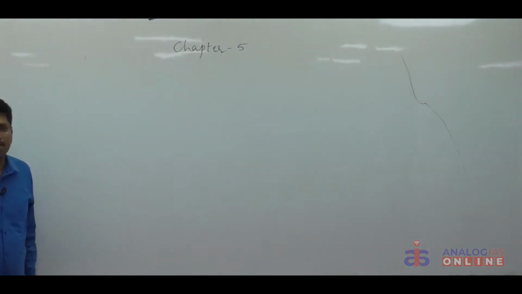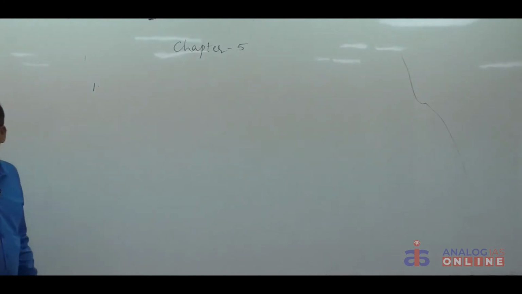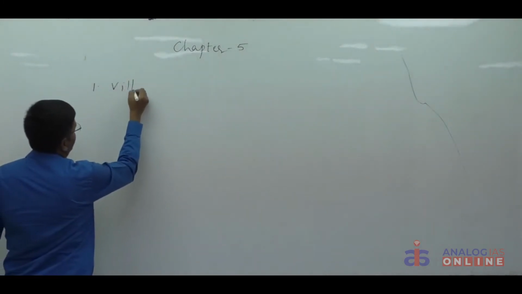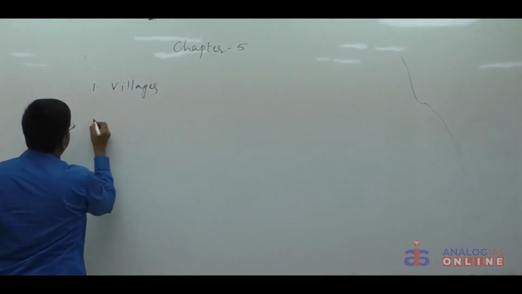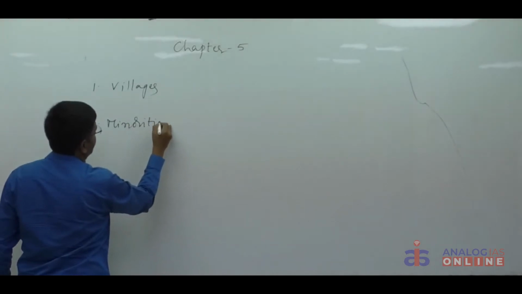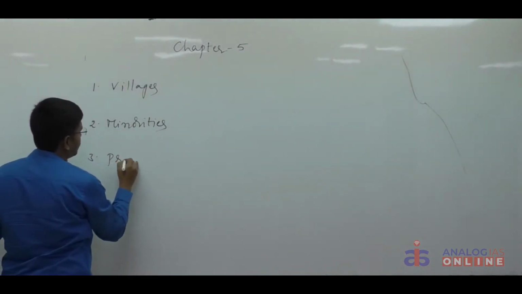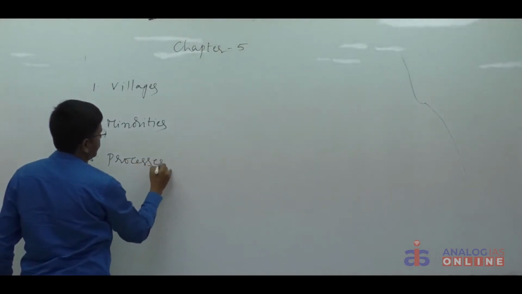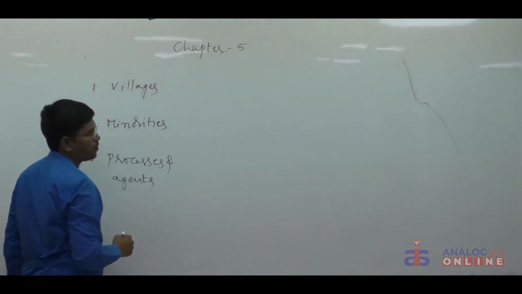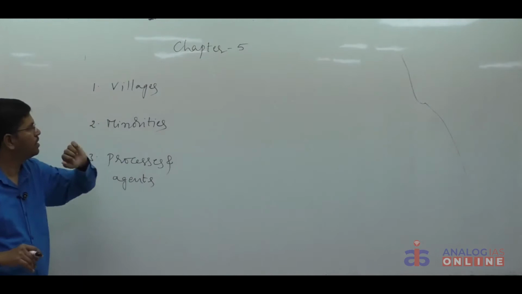In chapter 5 we have 3 sections. First section deals with villages in general. Second section deals with minorities. Third section deals with processes and agents of social change.